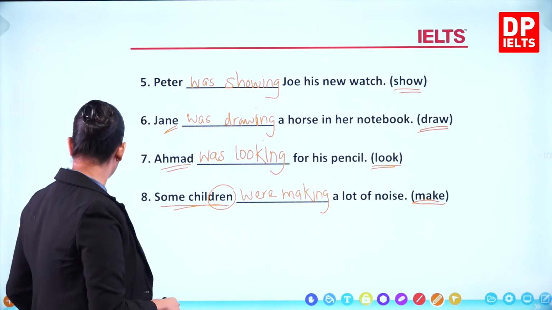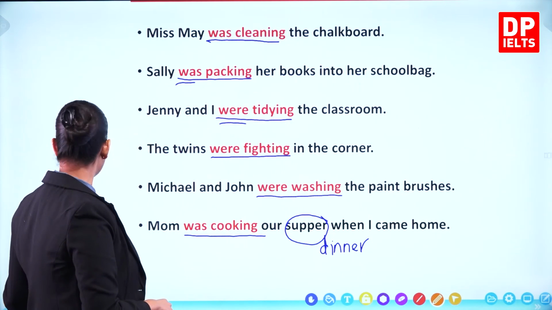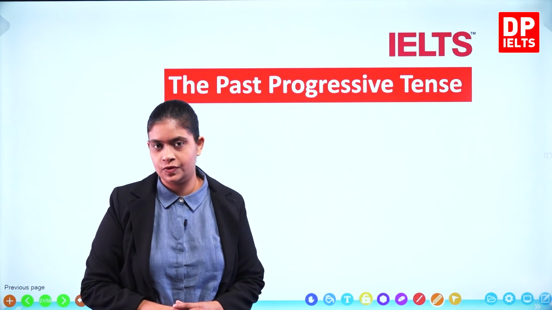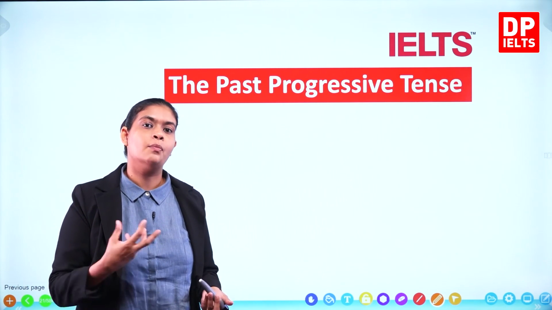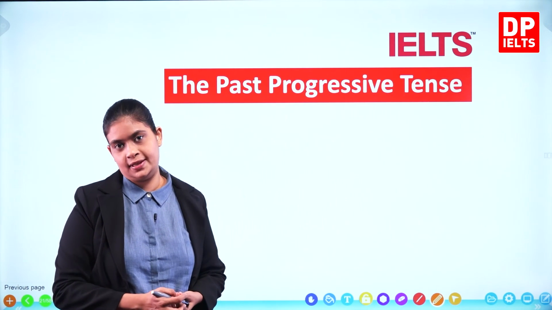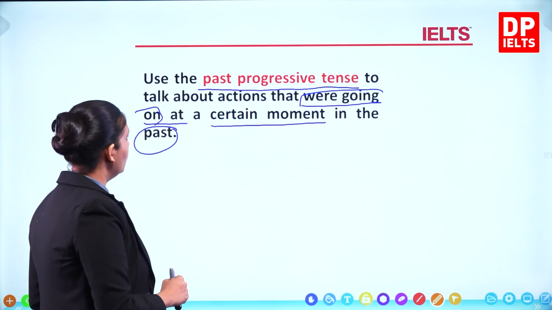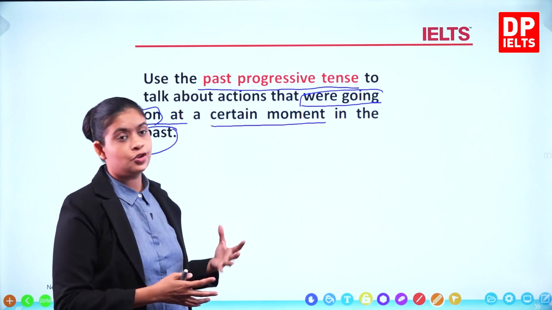So, I think now you have understood what the past progressive tense is about. Or, we call it, what? Past continuous tense. As always, let's review it. We had a look at what this tense is used for.